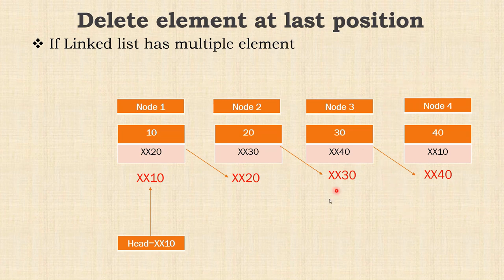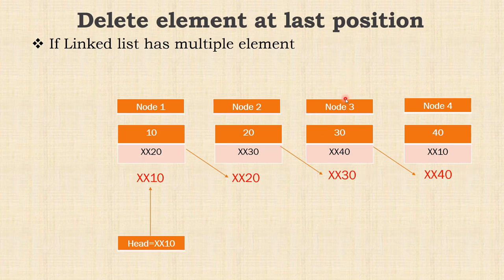So how can we do it? Instead of xx40, which is available in node 3, if you make it xx10, that is, if node 3 points to node 1, then node 4 will be ignored. So it will not be available. So how can we do it?